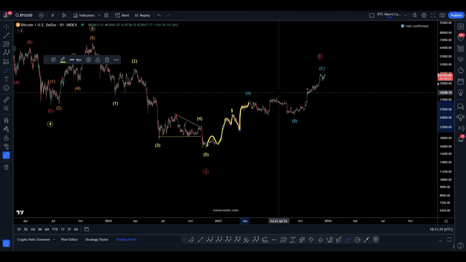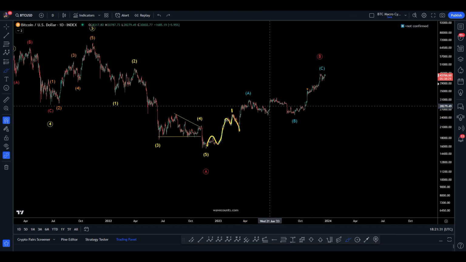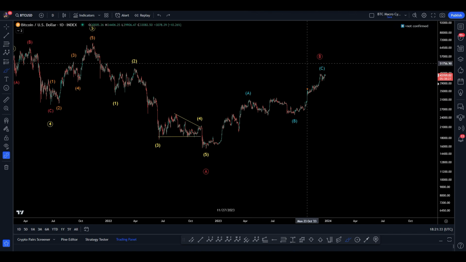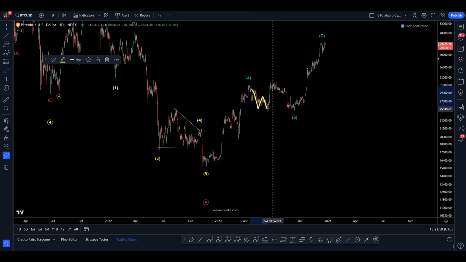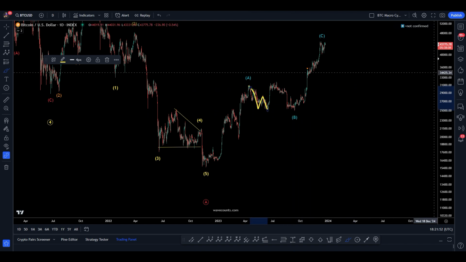Okay, and that's your A wave. Within the B wave, your B wave within the B wave is just a flat. There are a couple of ways to count this, but I prefer to count it as a double zigzag. So zigzag, zigzag for a double zigzag. That's your A wave within your B wave within your B wave.